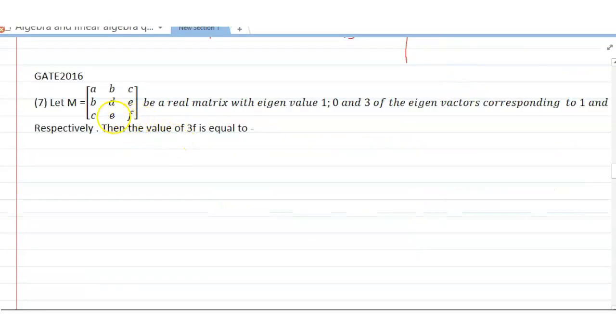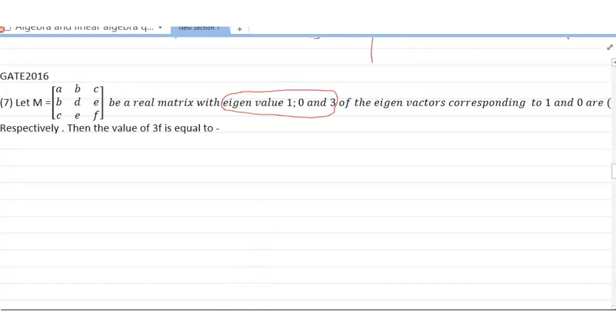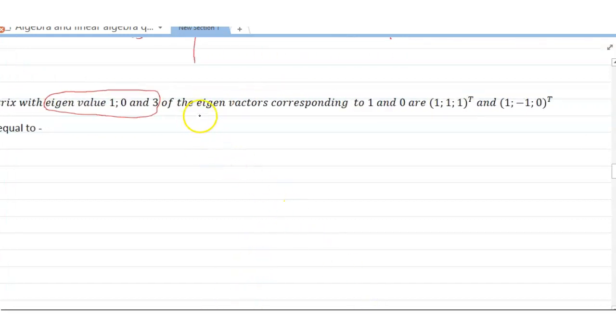Now friends, we are discussing another problem. Let M = [[a, b, c], [b, d, e], [c, e, f]] be a real symmetric matrix. What is given? The eigenvalues are 1, 0, and 3, and the eigenvectors corresponding to 1 and 0 are (1, 1, 2) and (0, ...) respectively. This is given.